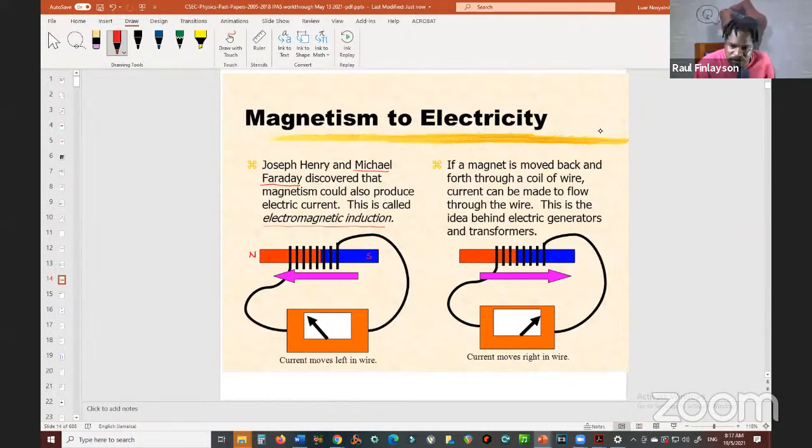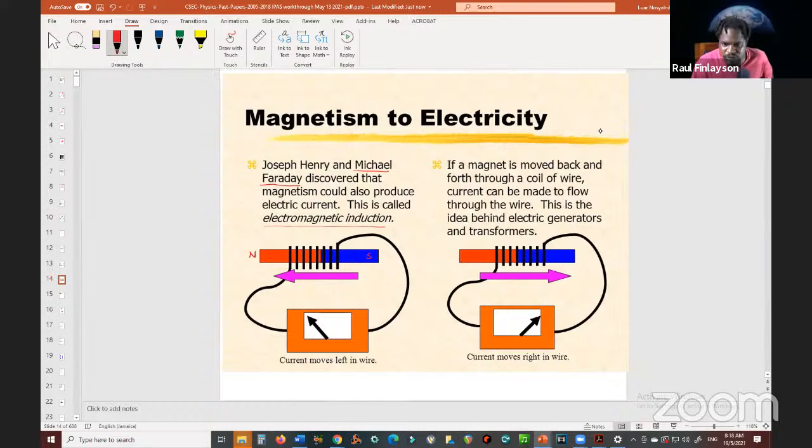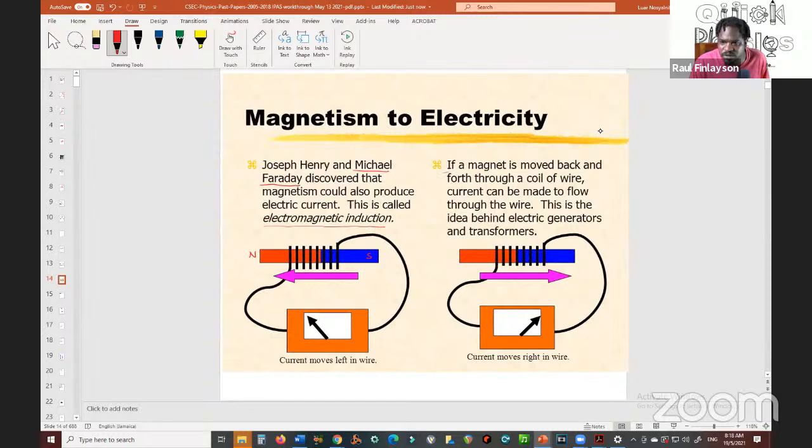So he moved the magnet in this space, and he realized that it caused the electrons in this material to move in a certain direction. When he moved it down, it moved one direction. If you move it left, it deflected this way; when you move it right, it moved this way. The scenario here is that if a magnet is moved back and forth through a coil of wire, the current can be made to flow through the wire.